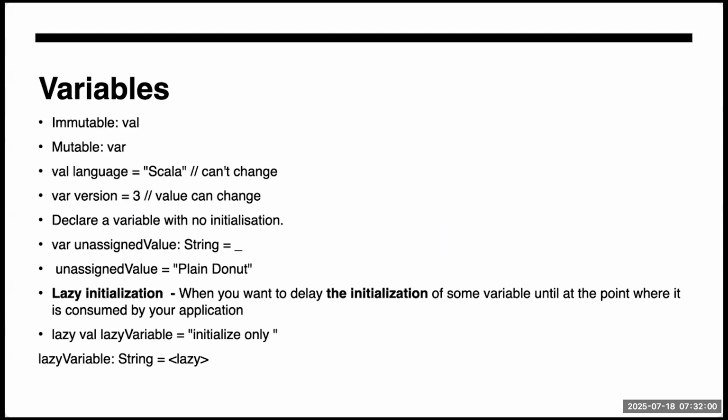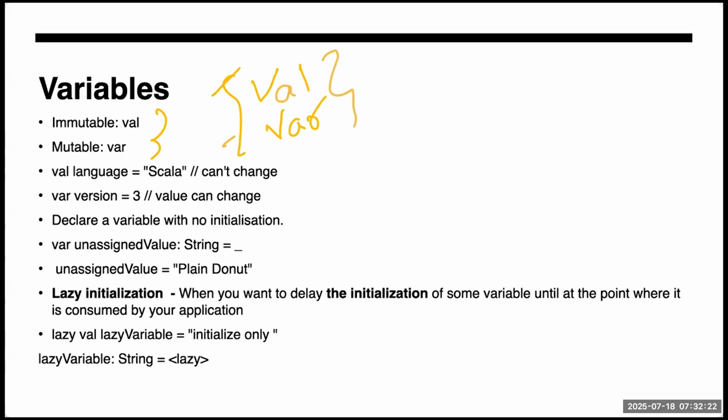Now let's try to understand val and var. So val is immutable. In Scala, whenever you define any variable, you have to use either val or var. So val is immutable, var is mutable.